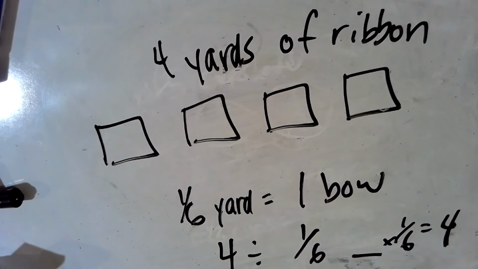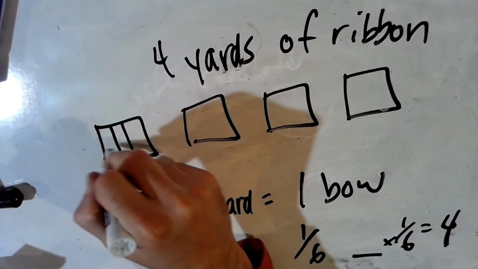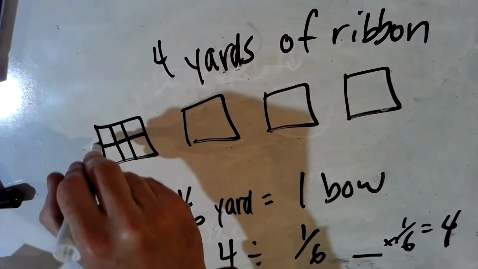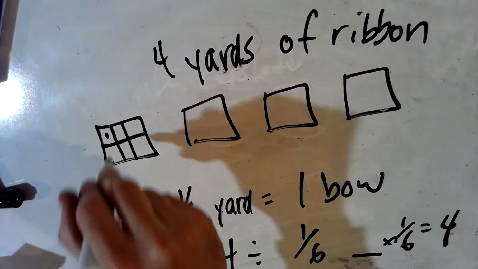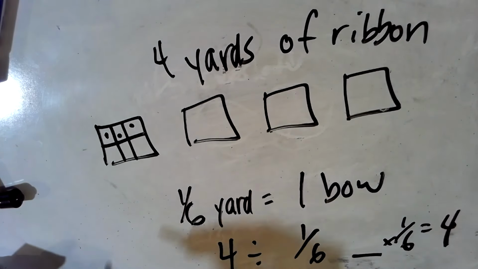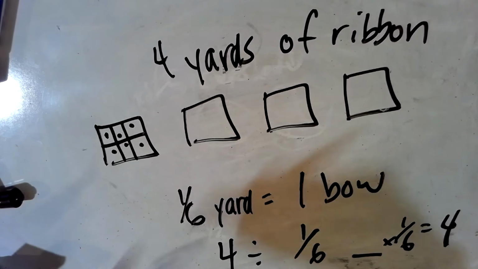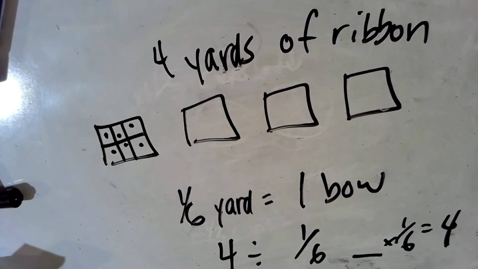Well, let's take 1 yard and let's break it into sixths so we can know how many bows we can make with just 1 yard. If every 1/6 of a yard is a bow, that means 1/6, that's a bow. That's another bow. That's another bow. That's another bow. That's another bow. That's another bow. For every 1/6 of a yard, you can make a bow.